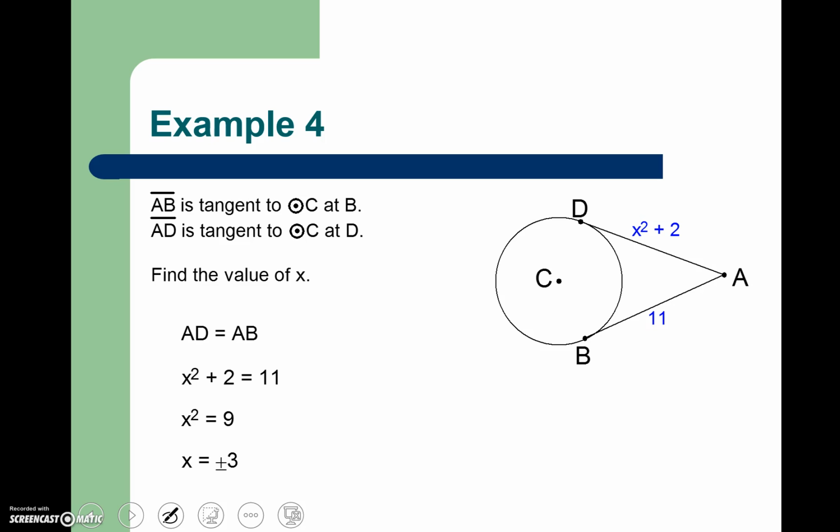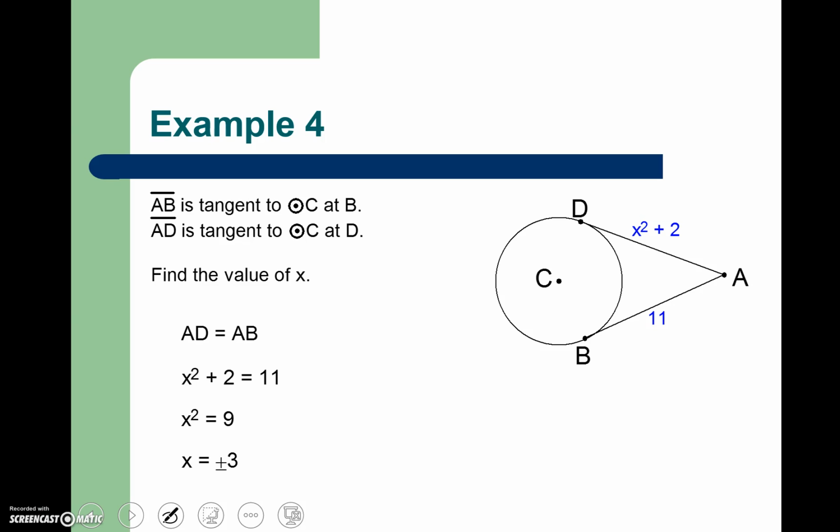The reason it's both positive and negative 3 is because if I were to substitute 3 or negative 3 back in for x, squared, I'll get a positive 9. So for those of you who just said 3, you're missing your second answer. For those of you who said positive and negative 3, good job.